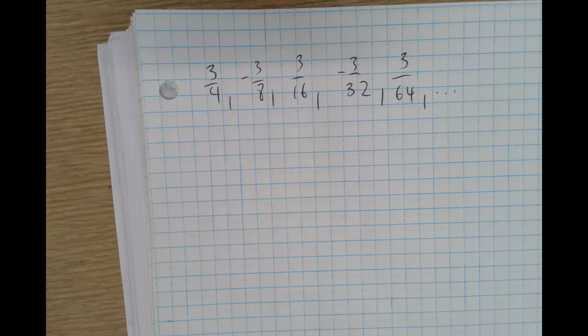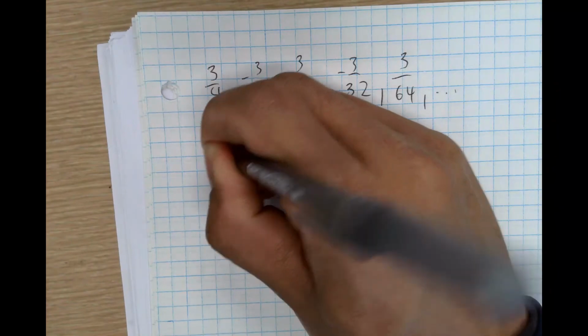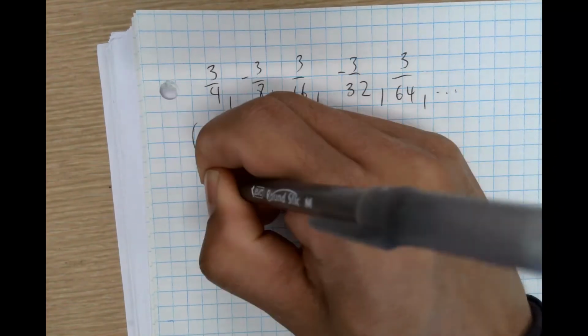And so how would we find the common ratio, the R? Great. Divide A2 by A1. So we have negative 3/8 divided by 3/4.